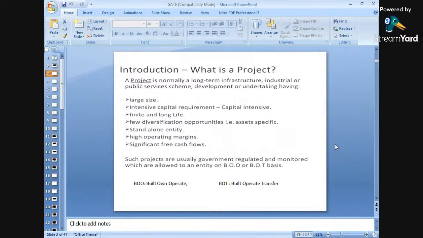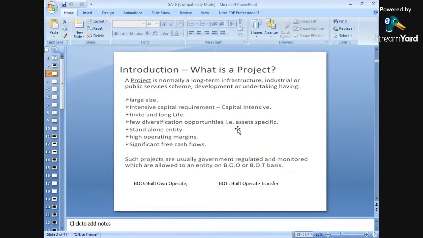How can we define a project? The project is normally long term, that is infrastructure. That means an industrial or public services scheme, or a development or undertaking having large size. A project itself indicates large, that is infrastructure, various things related with construction, industrial or public services scheme, various schemes which are profitable to the public and directly used by the public. Again, a development or undertaking which has a large size.